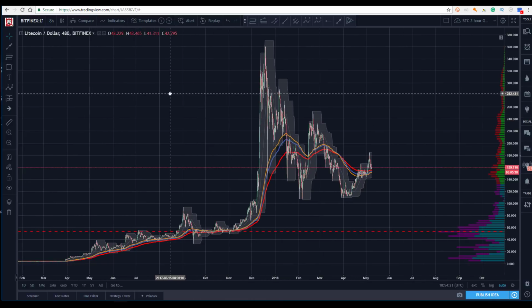A final coin for the day here. This is Litecoin to the dollar. I've got it on Bitfinex. This is an 8-hour chart.